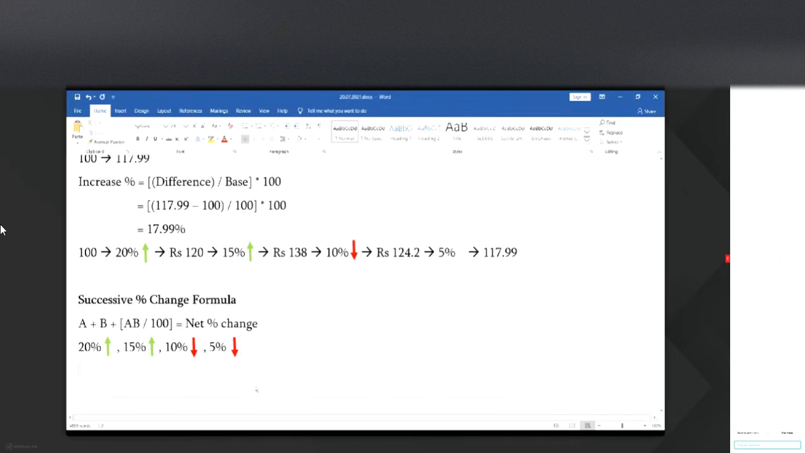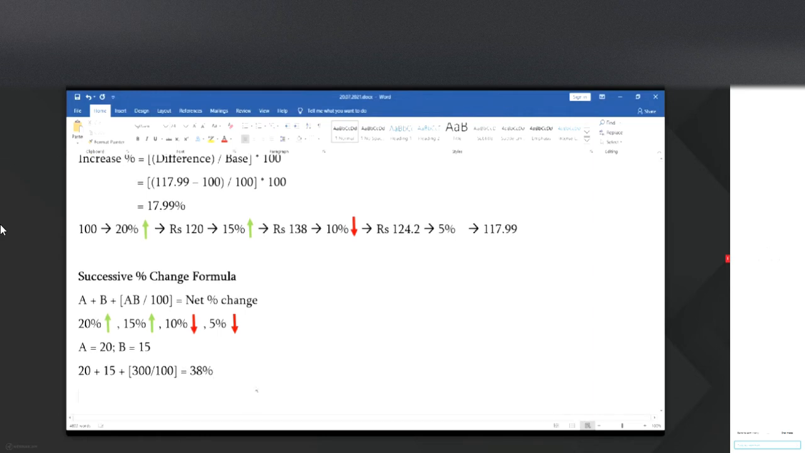change? So you see that A value will be 20 and B value will be 15. Just apply this. Then what you will get is 20 plus 15 plus 20 into 15 is 300. 300 divided by 100. So this will give me a total of 38 percentage. Okay, so this is for 20 and 15.